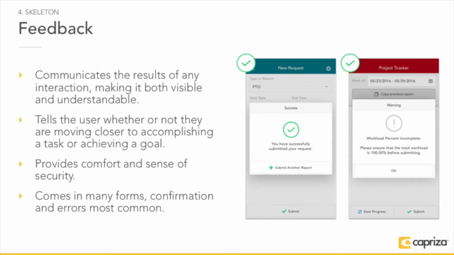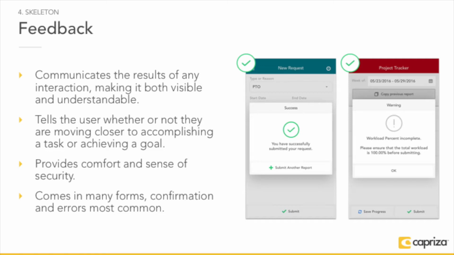If you press a button and nothing happens, you're left wondering, do you press it again? What if instead it takes you somewhere unexpected? Feedback is a core tenet to user experience design. Feedback communicates the result of any interaction, making it both visible and understandable. It tells the user whether or not they are moving closer to accomplishing a task or achieving a goal. Finally, it provides comfort and sense of security.